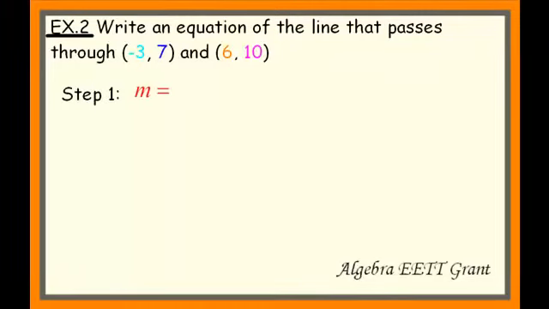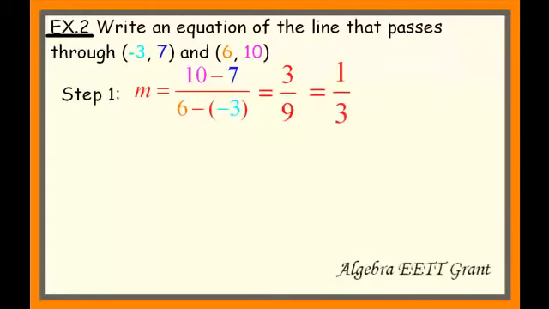That's the difference of the y's over the difference of the x's. In this case, it is 10 minus 7 divided by 6 minus a negative 3. On top, 10 minus 7 is 3. On the bottom, 2 negatives give you a positive, so it's really 6 plus 3, which is 9. But 3/9 reduces to 1/3, so there's our slope.